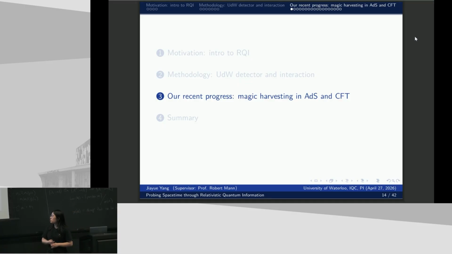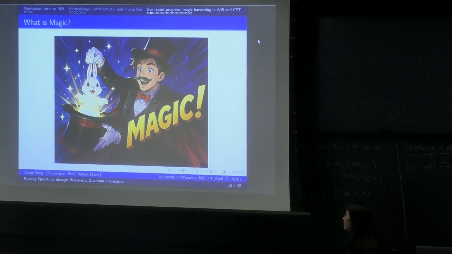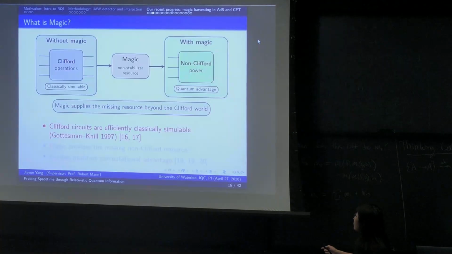Now let's talk about our recent progress: magic harvesting in de Sitter spacetime and CFT. So what is magic? It is a lot like a magician playing a magic trick, pulling a rabbit out of a hat. But it is really something very physical. It's related to modern quantum technology, especially quantum computers.